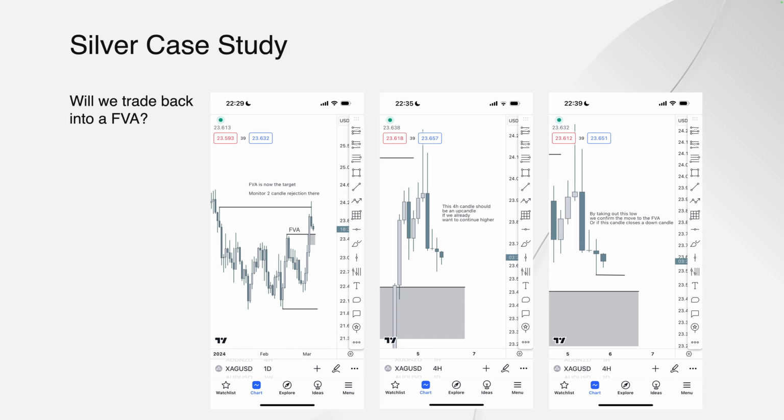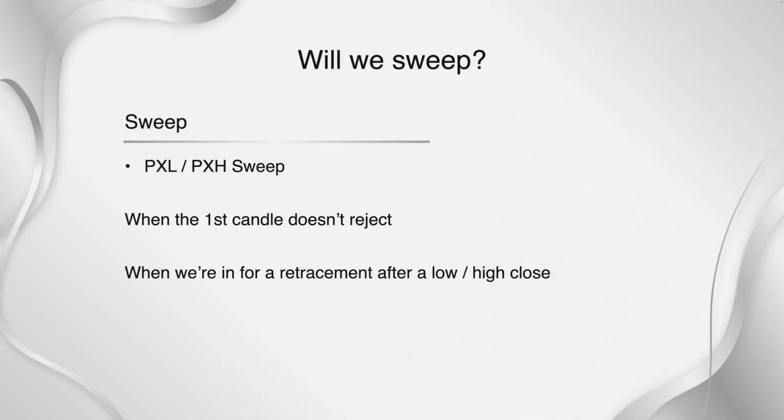Where initially I might say, well, I'm expecting a fair value area right there to be the target, and we can trade back into that, and we can continue higher off that. But if that happens on the 4-hour, you react. You want to react, and you want to switch that. So right here, moving on from the silver case study, we now see the next thing.